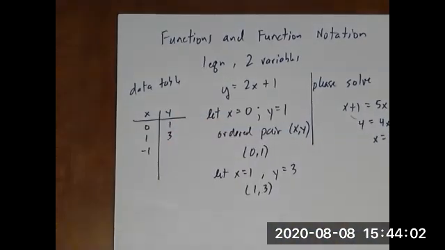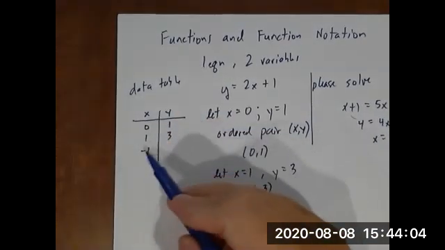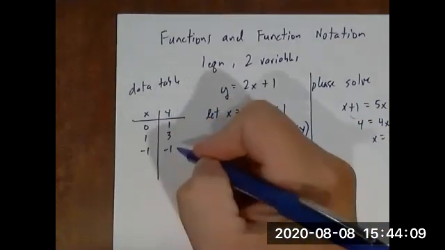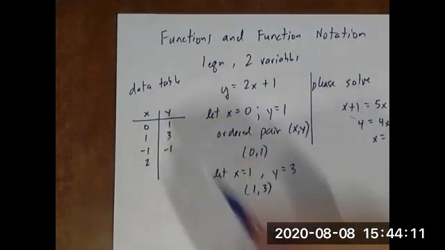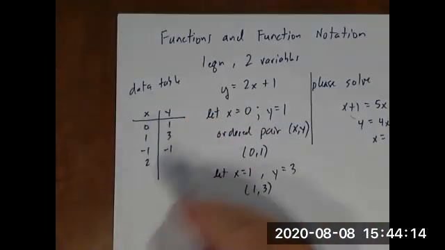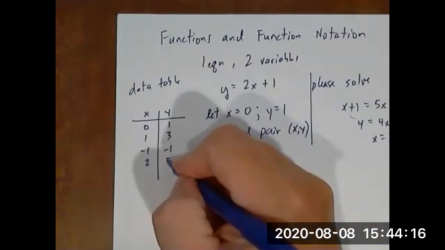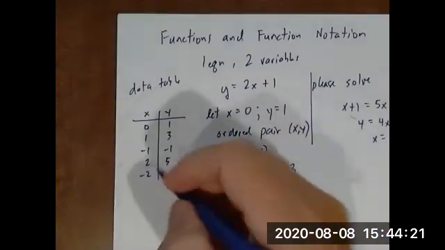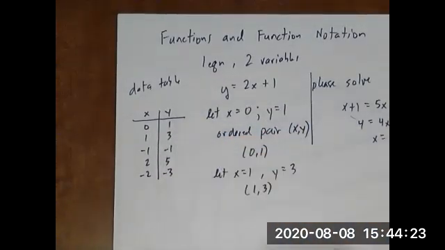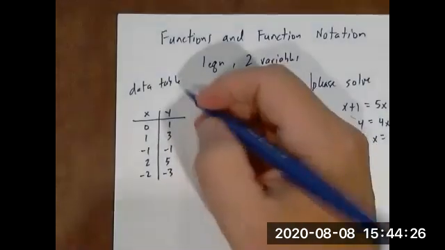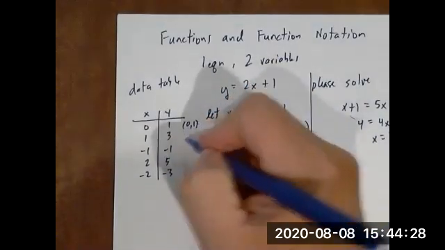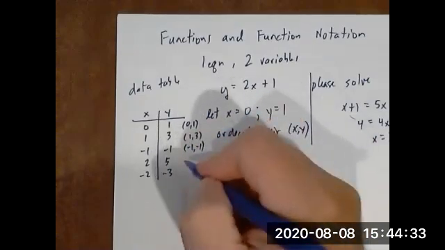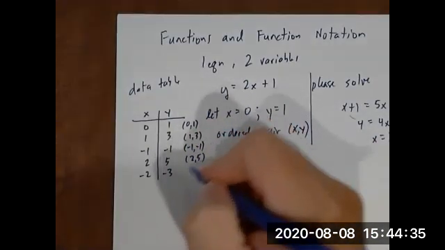I could choose x to be -1. So when I plug in -1 for x, I get -2 plus 1, looks like -1. Just for fun, let's do a couple more. If I plug in 2 for x, looks like y is 5. And if I plug in -2, -4 plus 1, -3. So here, in a sense, I've listed 5 solutions. And really, if I wanted to, off to the side, I could write each of these as an ordered pair.